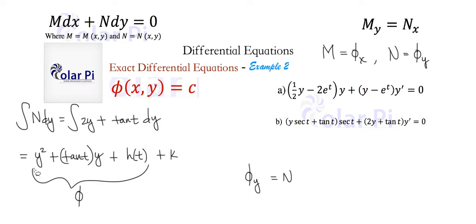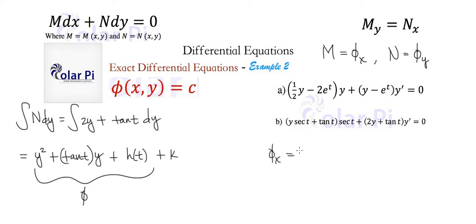Got it. But before we say we're done, we need to figure out what this h of t is. And this k here, we're not going to be able to figure out because we don't have an initial condition. But the h of t we can figure out, and we need to before we say we're done. Now, we just said that this is phi, so figuring out h is pretty straightforward. We know that phi sub x has to equal m, and in this particular case, we mean phi not sub x, but sub t, the partial with respect to t of phi.